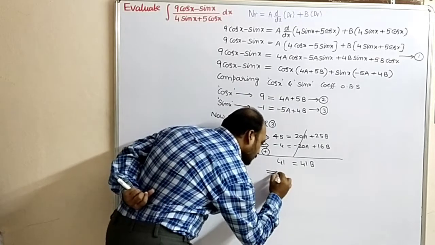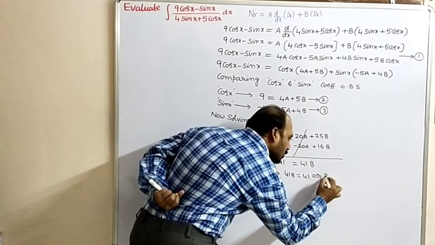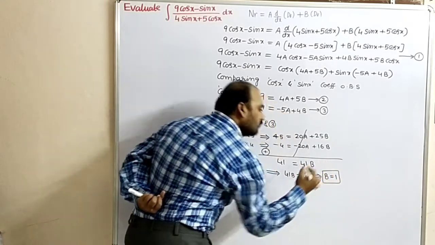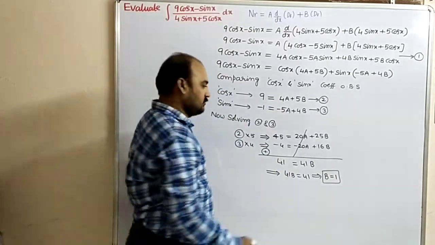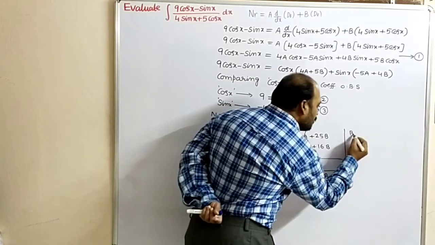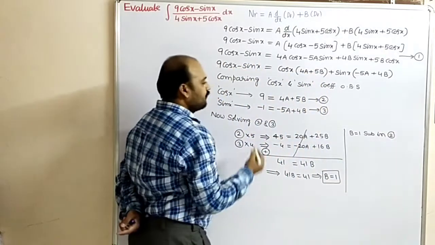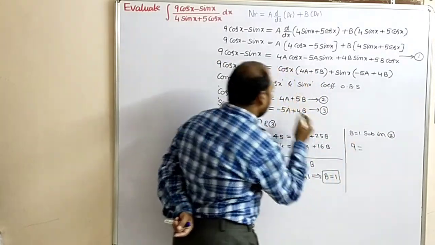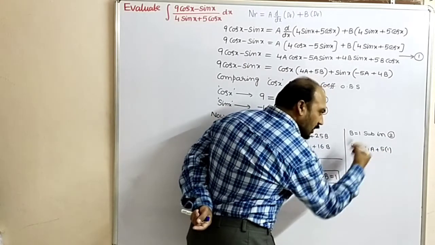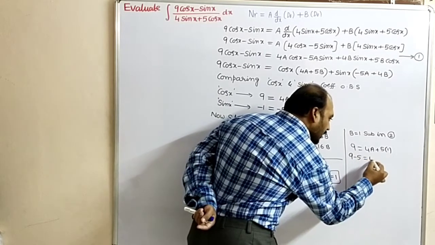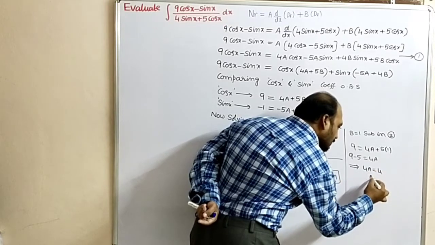That implies 41b equal to 41. That implies that b is equal to 1. B is equal to 1, either in the second equation or third equation if you substitute. Substitute in equation 2: 9 equal to 4a plus 5 into b value, which is 1. The 5 we can take this side, 9 minus 5 equal to 4a. That implies that 4a equal to 4, a is equal to 1.